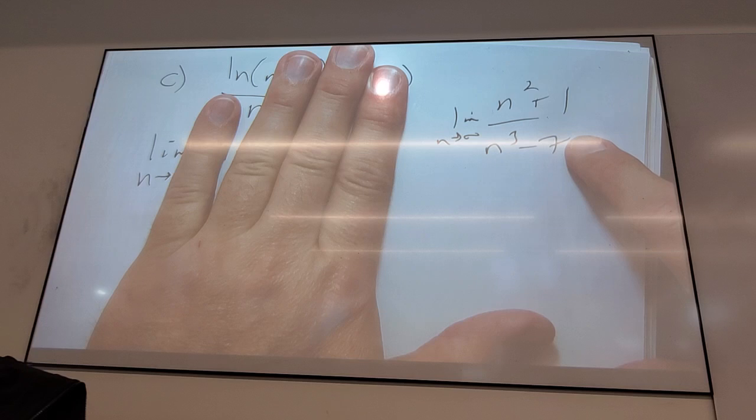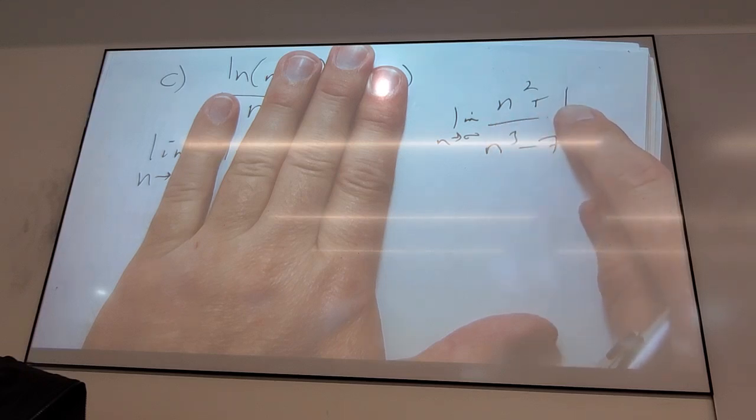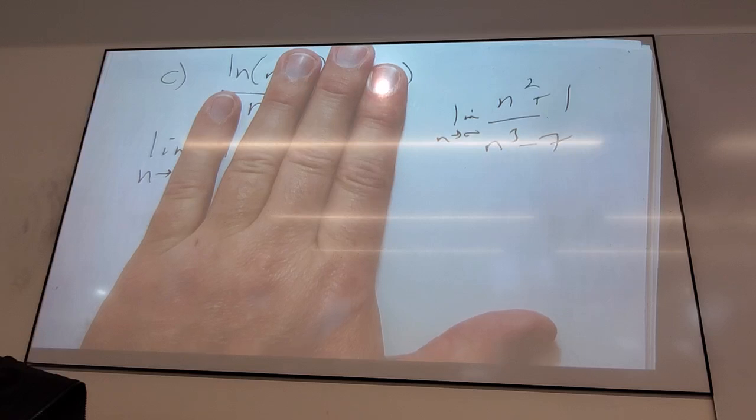Even easier than dividing. n cubed. What's the highest power on the bottom? Doesn't the top go to infinity? And the bottom goes to infinity. But who goes to infinity faster? The bottom. The minute I say faster, what calculus ideas does that involve? Faster.